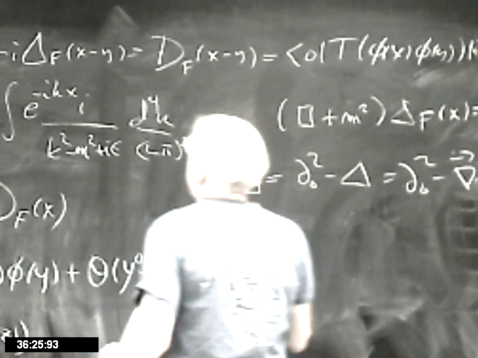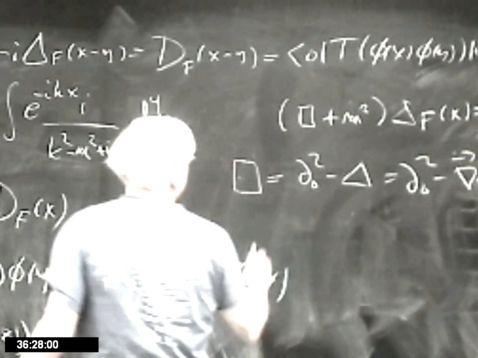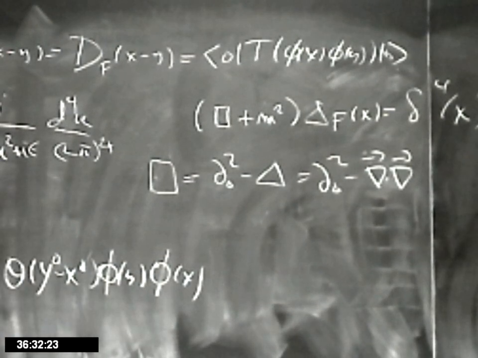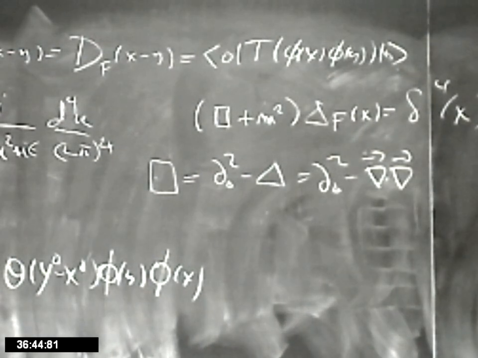All right, let me just say it briefly. What happens is that the d by dz zero squared here brings down a minus k zero squared. Actually, I see there's a minus sign off here. Oh, no, it's delta F, sorry. So it's delta F that's the Green's function, which is the one Weinberg uses. So you differentiate twice with respect to x zero and you get a minus k zero squared.